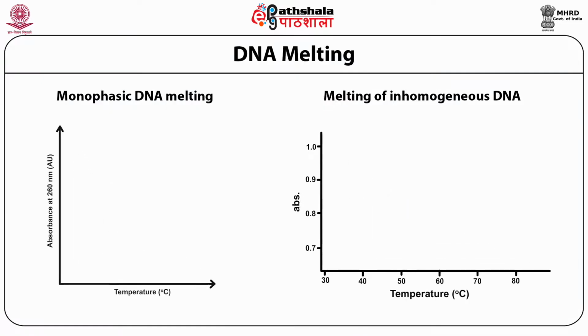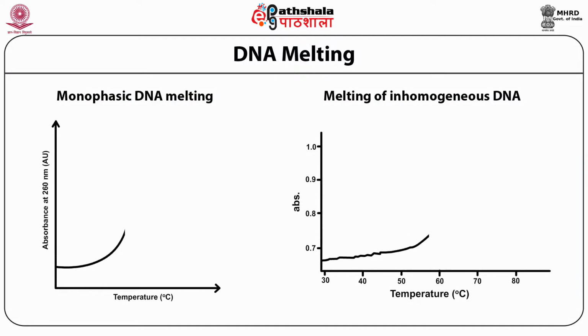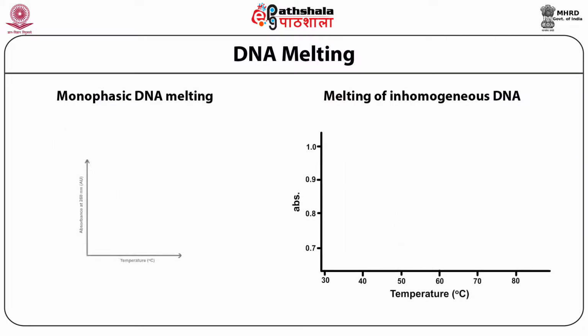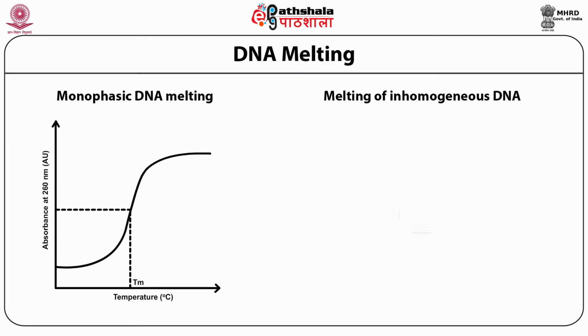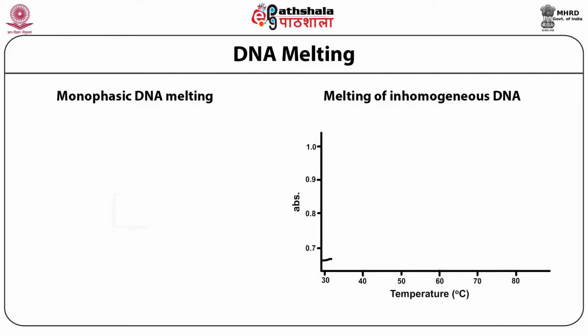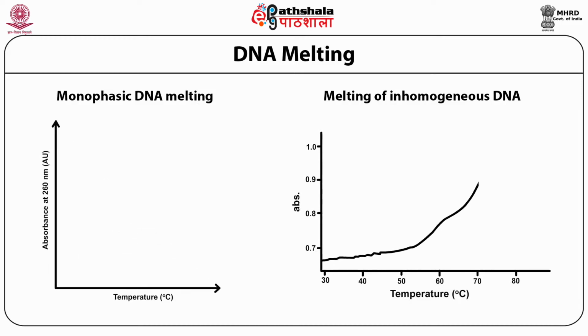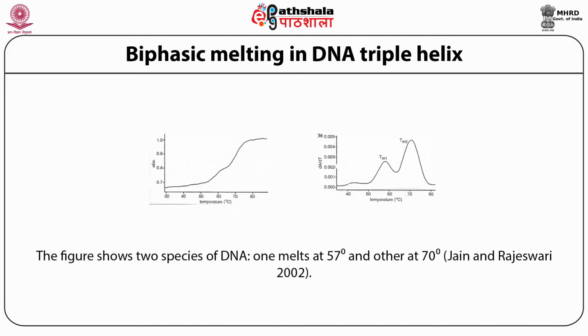In this slide on the left-hand side, we see a DNA melting curve, which is a simple, pure monophasic DNA melting, which we have also seen in the earlier part of this lecture. But if there are more complex things going on in your DNA sample, you see a curve much different, as shown on the right-hand side of the slide. What does that different curve mean? It means there is something more going on in your DNA.